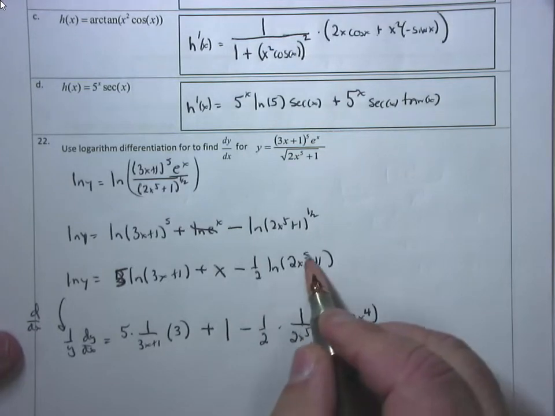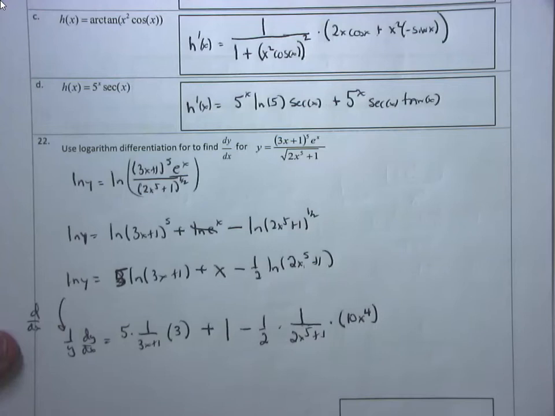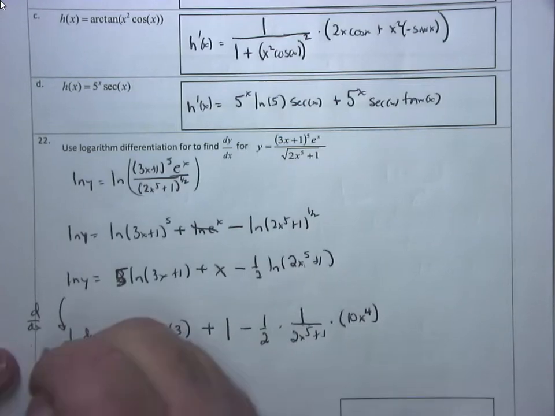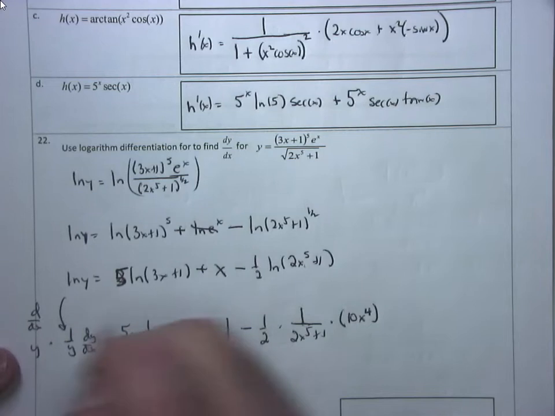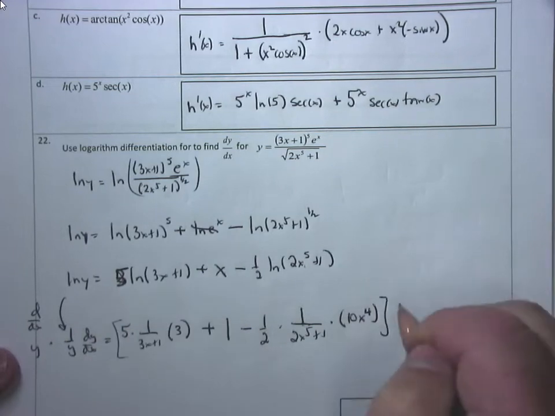Derivative of 2x to the 5th is 10x to the 4th. And so, step number 4 is solve for dy over dx. So I'm going to multiply by y on both sides. And I'm going to go ahead and clean it up as we go.